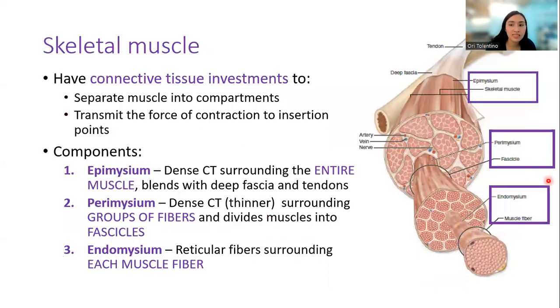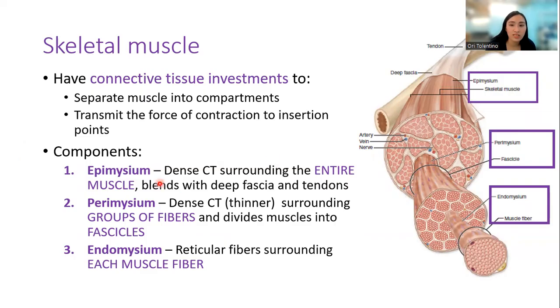The skeletal muscles have connective tissue investments or coverings which function to separate the muscle into different compartments and to transmit the force of contraction to the muscle insertion point. Basically, these coverings organize your muscle. They separate the muscle into different compartments. They protect the muscle and they strengthen the muscle. The three layers of connective tissue extend from the fascia to protect and strengthen your skeletal muscle. So there are three components.